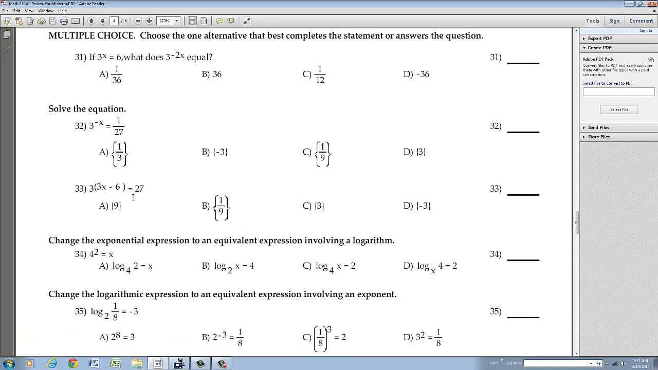In the same way, for number 33, this is 3 to this power. 27 can be written with the power of 3, 3 to the third. And 3 to the 3x minus 6, so that means that 3x minus 6 has to be 3. Okay, 3x minus 6 has to be 3, which means 3x has to be 9, which means x has to be 3. So the answer to that one is C.